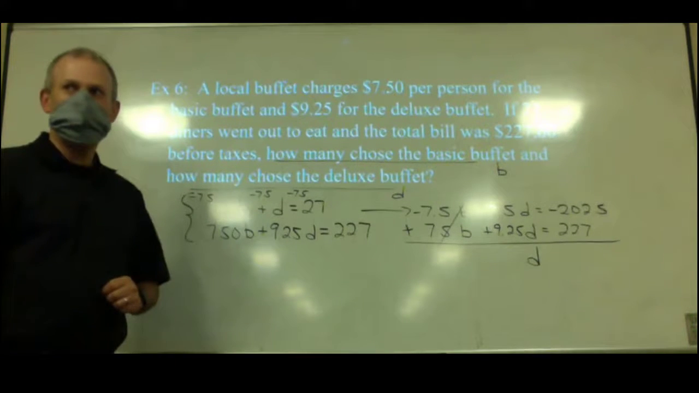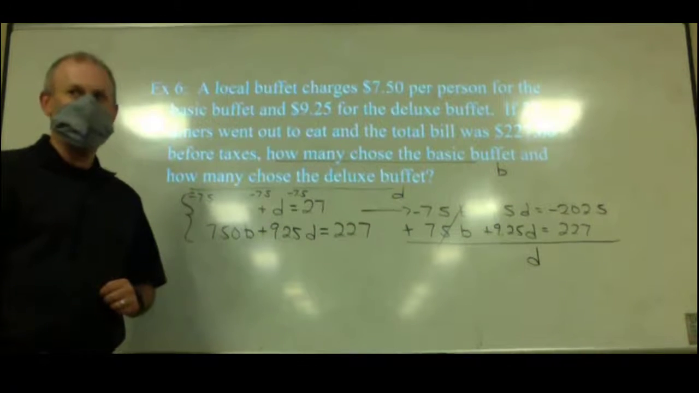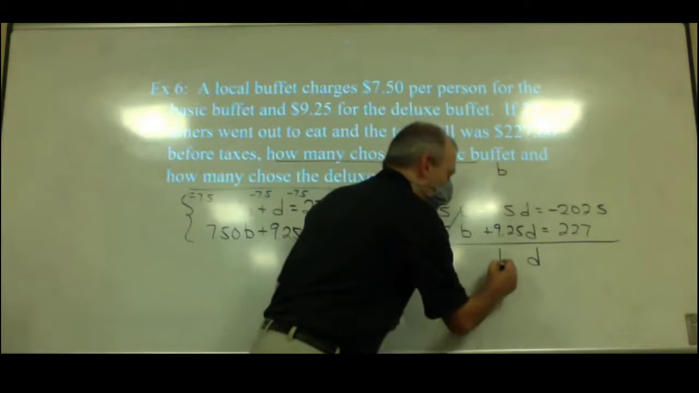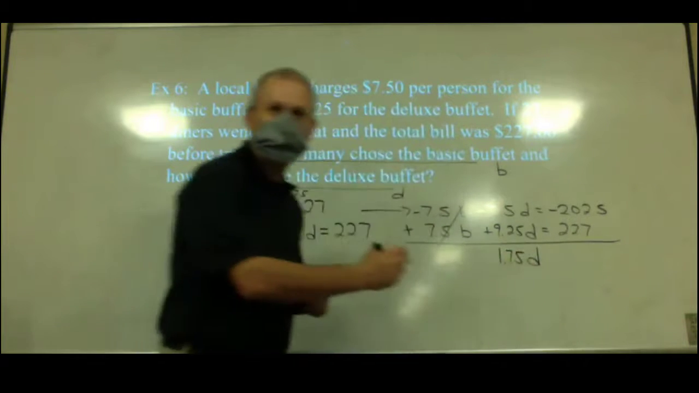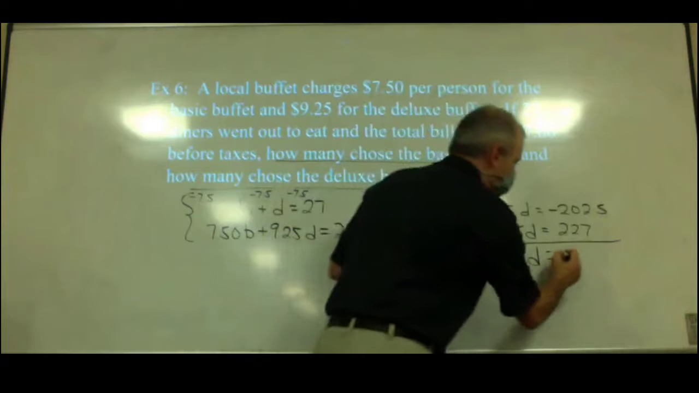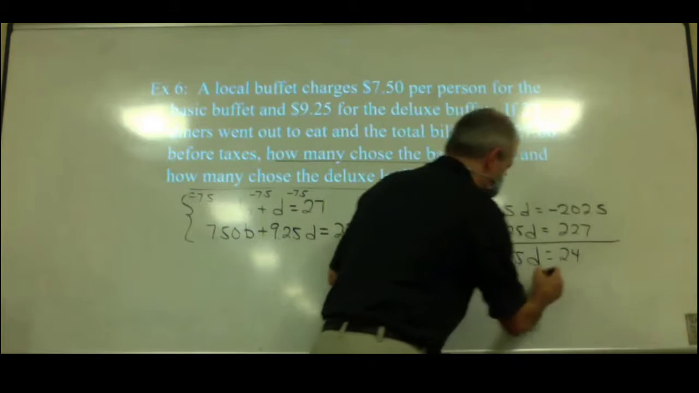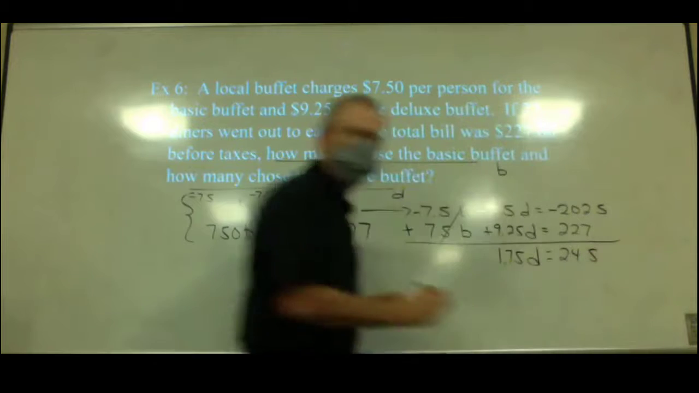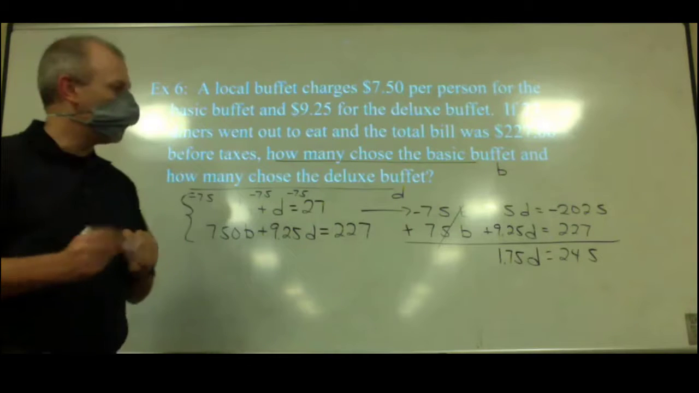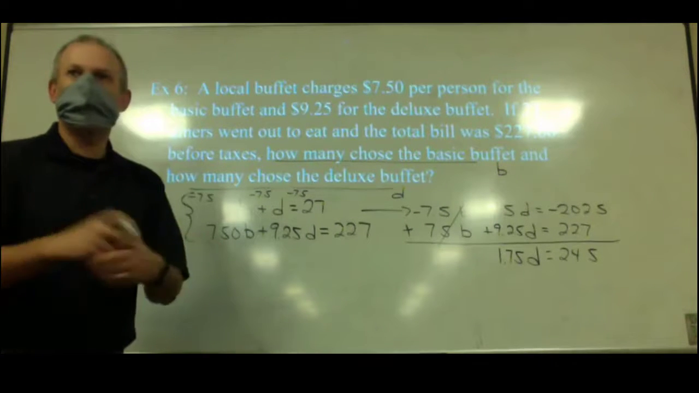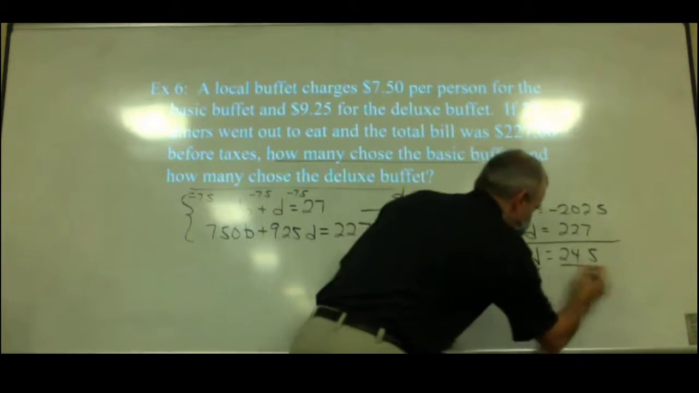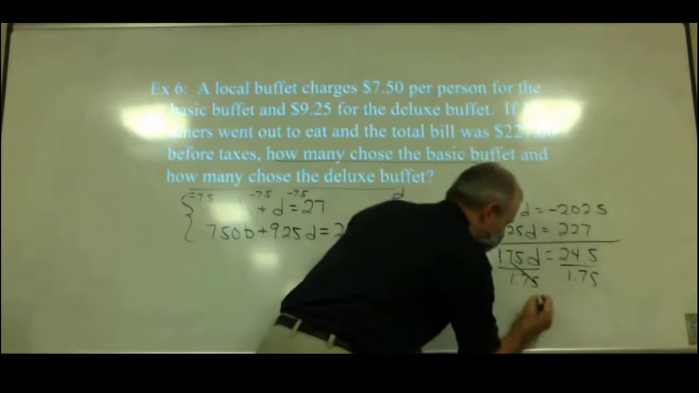Not yet. We're just adding right now. I think it's 1.75. And then here, what do we get when we add these two? I think that's going to be 24.5. Can somebody check that? Is that right? 24.5, yeah. Okay. And then now we're ready to get the d by itself. So what do we do? Divide by 1.75. I hope this comes out right. Otherwise, we're going to have a half a person eating the buffet.